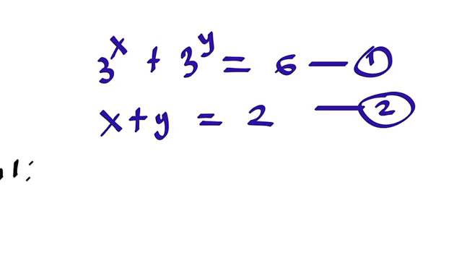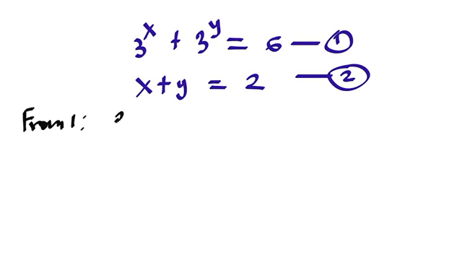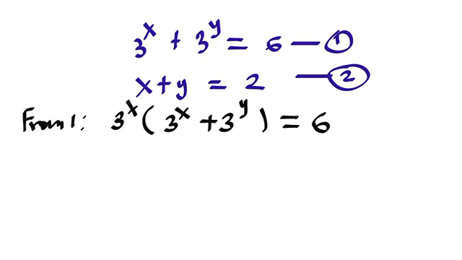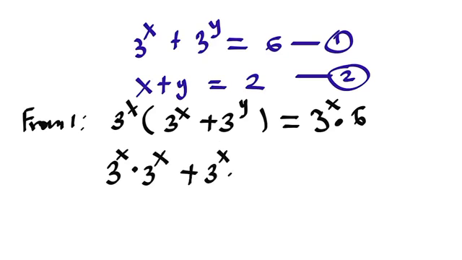let me multiply both sides by 3^x. 3^x times (3^x plus 3^y) equals 6 times 3 to the power of x. 3^x multiplied by what? Multiplied by 6. Alright, so from there we're going to have 3^x multiplied by 3^x, then plus 3^x multiplied by 3 to the power of y equals 3 to the power of x multiplied by 6.